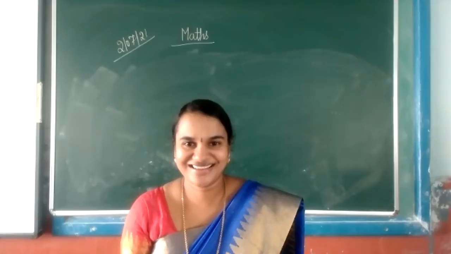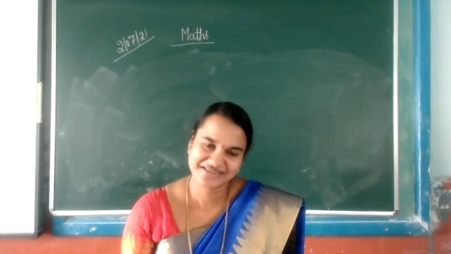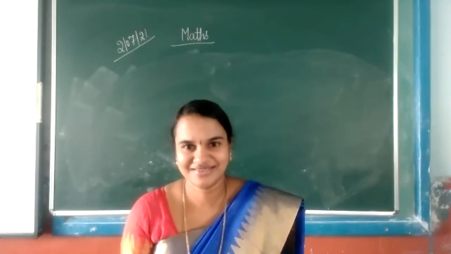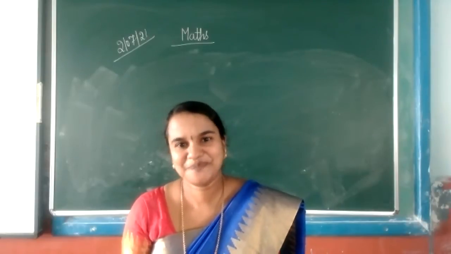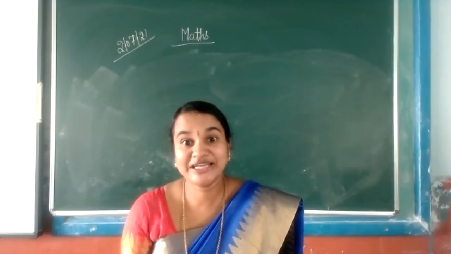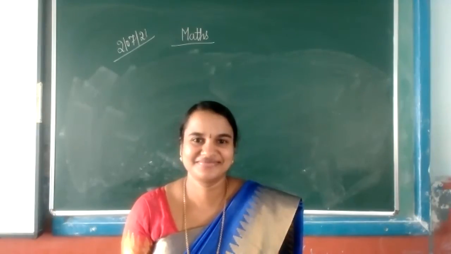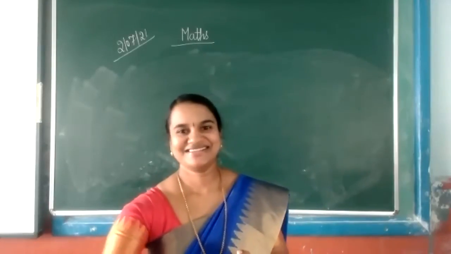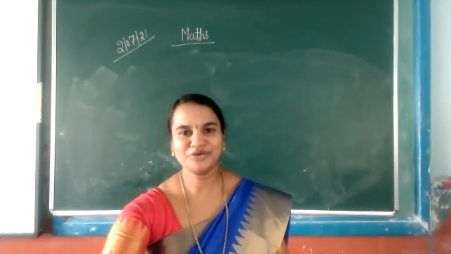Ma'am, then we understood about monomials, binomials, trinomials, and multinomials. Monomials are those in which only one term is there. In binomial, 2 terms. In trinomial, 3 terms, and in multinomial, 4 or more than 4 terms. Yes, very good. Multiplication and division are not counted to find out the terms.